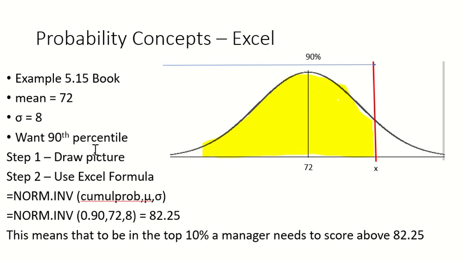So in this example, if I wanted to predict this 90% score, where we can say that only 10% of the managers are going to go above this value, so we want to pick the top 10%, then we would use a different function called the NORM.INV function. In that, there are only 3 arguments: the cumulative probability that we're looking at, the average, and the standard deviation. If the mean is 72, the standard deviation is 8, and we're looking at the 90th percentile, when we punch this into Excel, we get 82.25. That means that only 10% of our managers are going to score above an 82.25, and that 90% will score less than the 82.25.